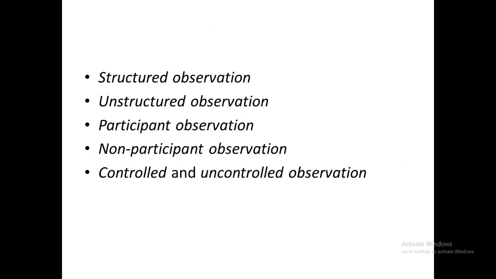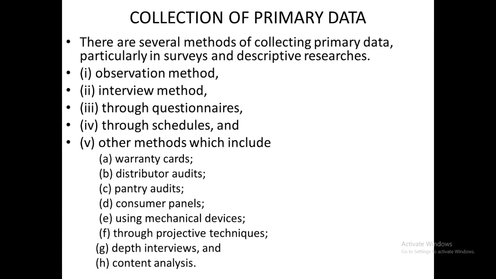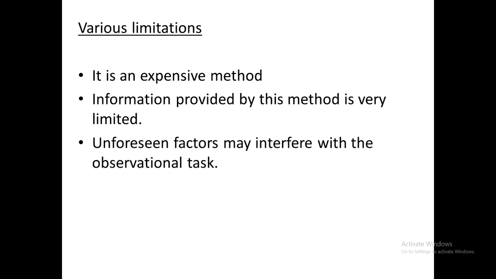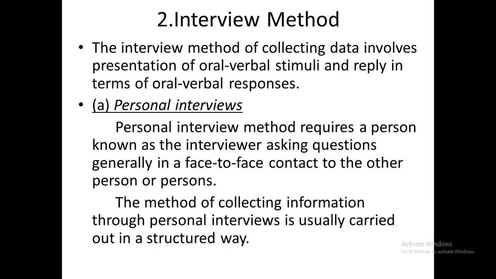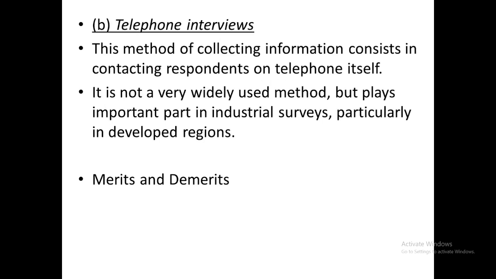In primary data collection, the first one is the observation method, and the second one is the interview. Under interview, we have two types: one is the personal interview, and the second is the telephone interview. This is collection of data from the respondents using a telephone medium. We just make a phone call to the particular respondents and collect the data.